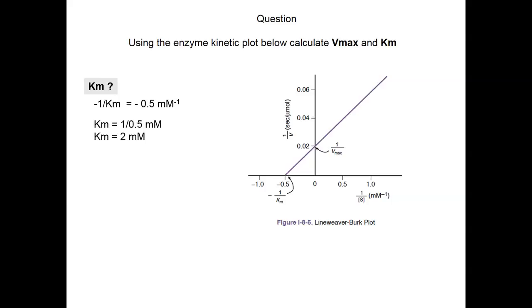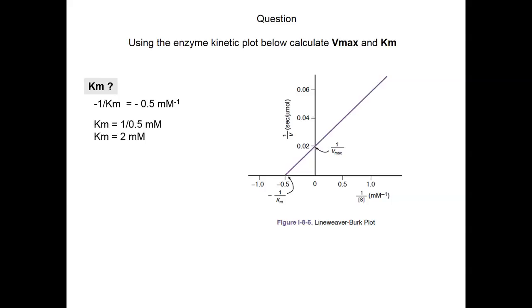Is that clear? The Km is always positive. So basically what I just said, this point is 0.5, which corresponds to minus 1 over Km. So 0.5 is equal to minus 1 over Km. These two are equal. Only thing you have to do is to solve it.